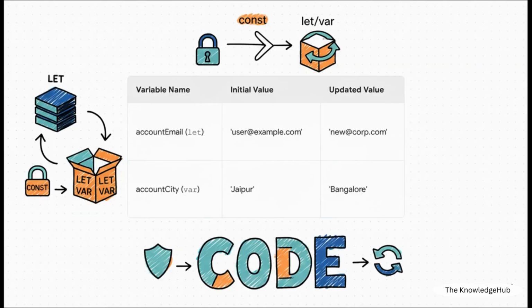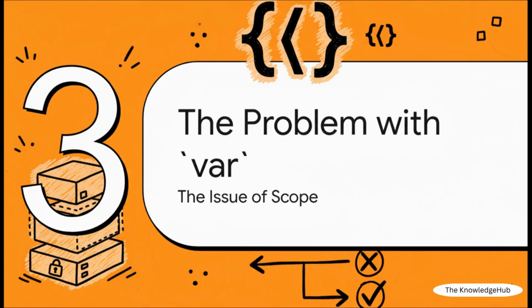Okay, so what about let and var? Well, check this out. We've made a variable for the user's email with let and one for their city with var. And this time, in both cases, we can totally update their values later on. No errors, no problems. The program is completely fine with the change. So this begs the question, right? If both let and var let you change the value, why on earth do modern developers pretty much only use let and tell you to stay away from var? What's the big deal? Let's find out.